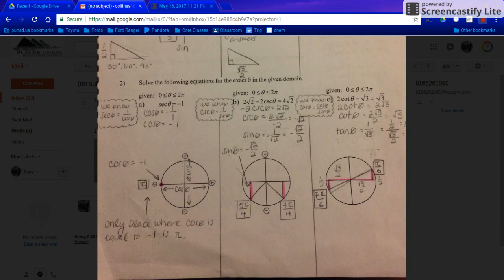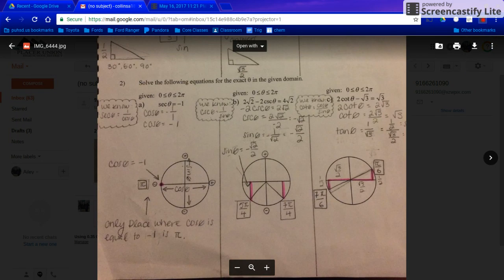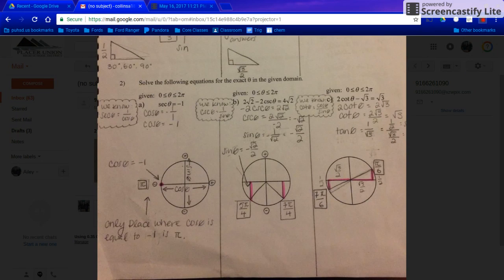And then you have 2b. We know that cosecant theta is equal to 1 over sine theta. The first thing we're going to do is simplify this equation by subtracting 2 root 2 from both sides, which gives us -2 cosecant theta, which is equal to 2 root 2. And then we're going to divide each side by -2, which simplifies to cosecant theta is equal to 2 root 2 over -2, which then simplifies to -root 2.